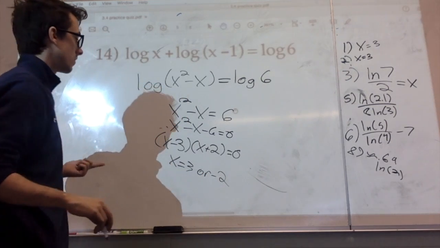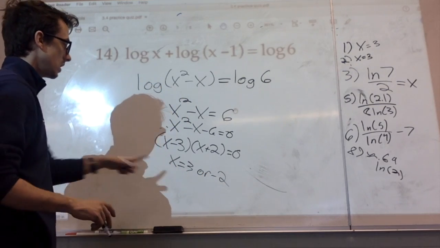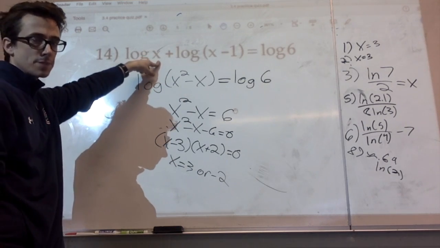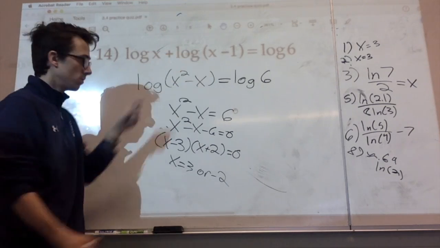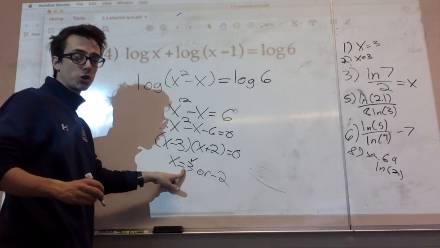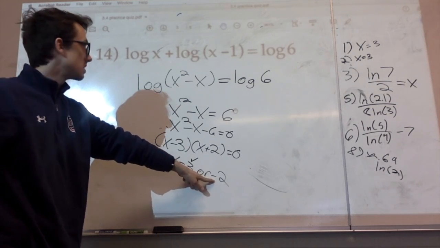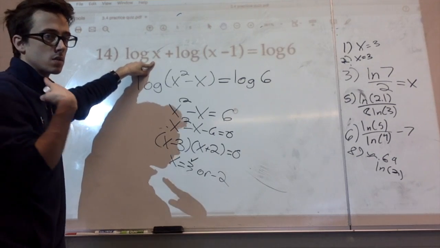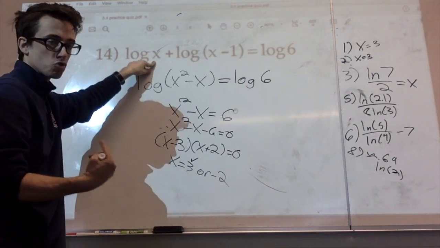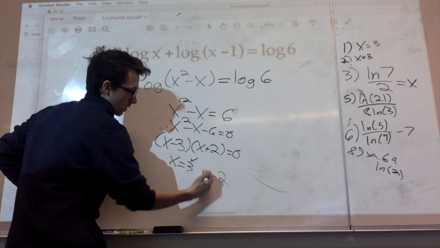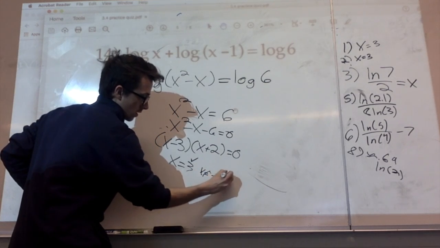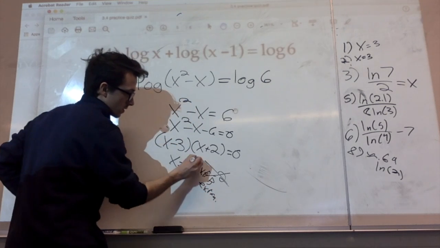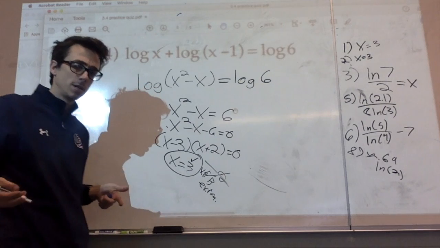So let's check and see if there are any extraneous ones. Well, I know that if x was 3, we can have log 3. That's fine. We can also have log 2. So x equals 3 is definitely good. That being said, if x was negative 2, this would be log of negative 2, which is no good. So this means that negative 2 is extraneous. Your main answer should be x equals 3.